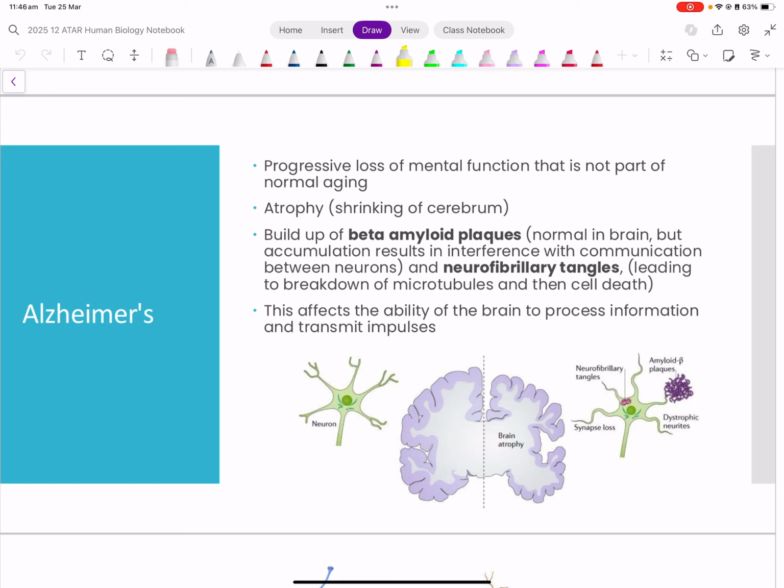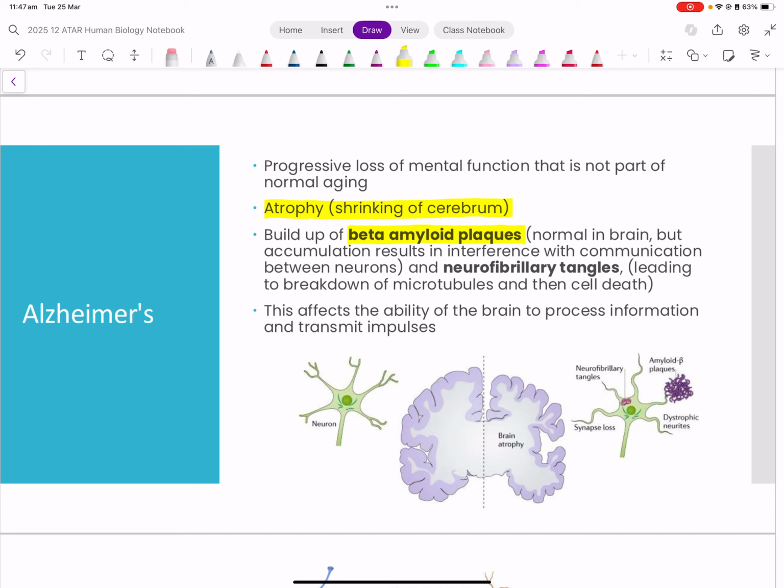Alzheimer's is a progressive loss of mental function that is not associated with normal aging. So this is abnormal. What Alzheimer's is largely, is atrophy or shrinking of the brain tissue, largely the cerebrum. The reason that this occurs is due to a buildup of what we call beta amyloid plaques. And we regularly see these in the brain. However, when we get a large number of them, it interferes with how neurons communicate.